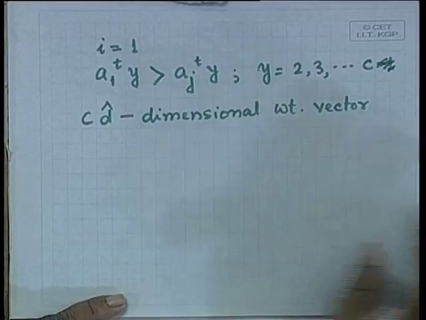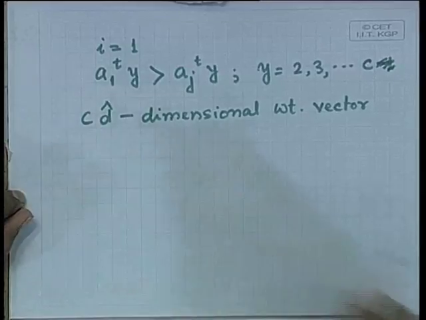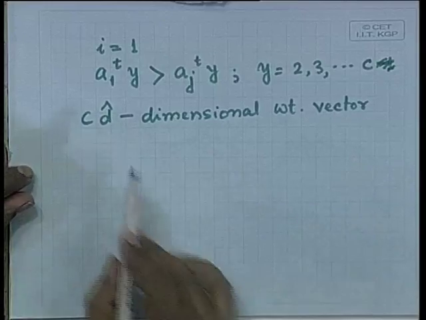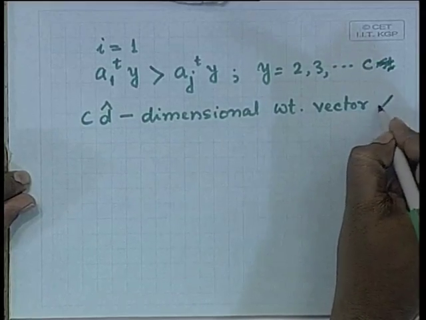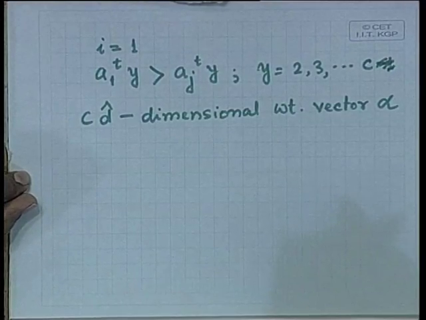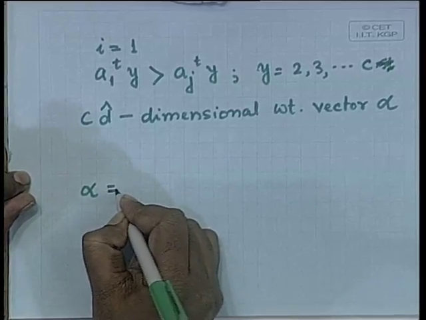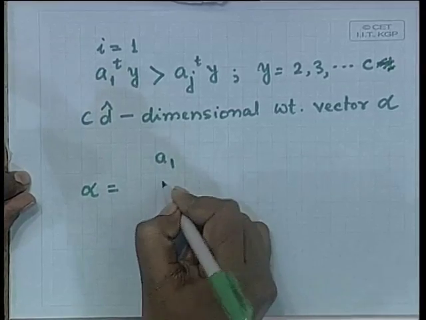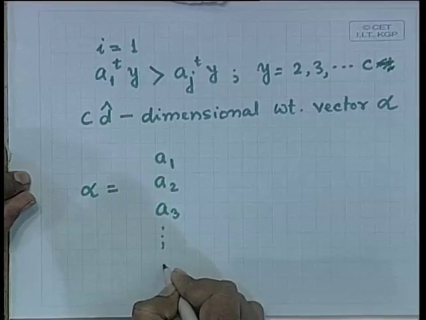Okay. I am taking the same terminology which we used earlier, that my weight vector is d dimensional. After appending 1, it becomes d plus 1 dimensional. So, that d plus 1 we are taking as d hat. So, I take a c into d hat dimensional weight vector. Let us say this weight vector is alpha. Now, what is this alpha? This alpha will be nothing but A 1, A 2, A 3 up to A c.